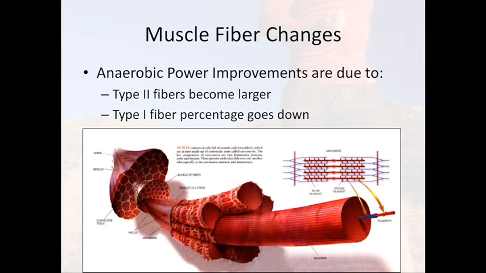Anaerobic power improvements are probably due to really just hypertrophy in type 2 fibers. And then actually, this would mean a shift in fiber type, giving us more fast twitch fibers, which give us more anaerobic power.